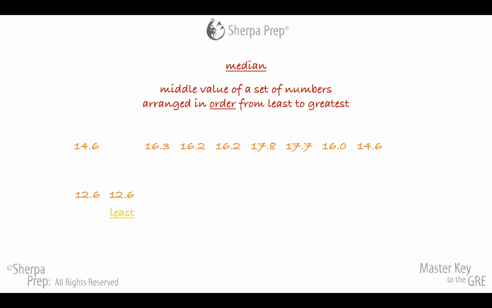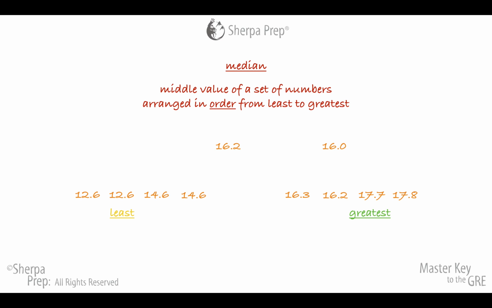And conversely, when again I scan through this list, I notice a 17.7 and a 17.8. Those look to be my two largest values. Let's put those off to the side as well. And now I'm going to repeat the process. So again, when I look for small numbers, I see a 14.6 over here and a 14.6 over here. I'm going to put those off to the side. And then when I look for large numbers, I see a 16.3 here and a 16.2. I'm going to put those off to the side as well.